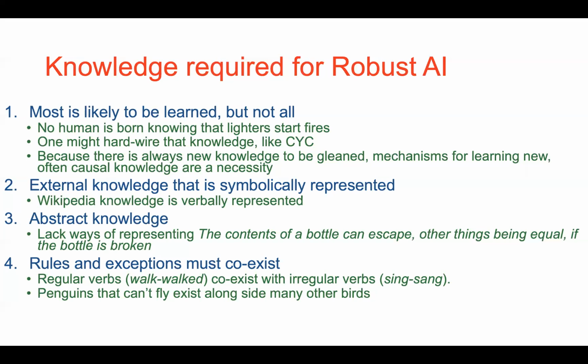And then rules and exceptions must coexist. Regular verbs, walk, walked, coexist with irregular verbs, sing, sang. Isn't that interesting? Walk and walked are regular verbs, and sing and sang are irregular verbs. They kind of change the form of the verb, I suppose, sing to sang. Penguins that can't fly exist alongside many other birds. So there are rules. When you say birds, okay, birds fly, right? But not penguins, or a bird whose wings are broken or something.